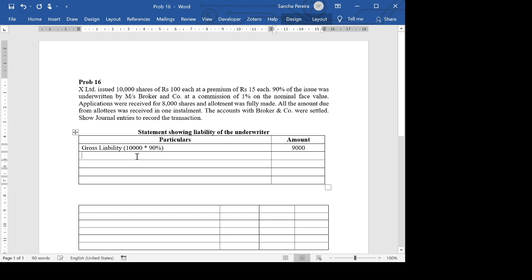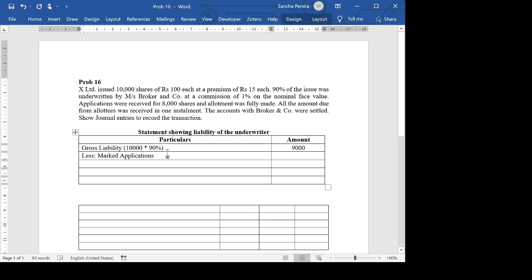Now, the problem here is less marked applications. We don't know what the marked applications are. We know the total applications that have been received from the public. That is 8,000 shares. Okay, 10,000 shares were issued. 9,000 is the responsibility of the underwriter. 1,000 is the responsibility of the company. Out of the 10,000, 8,000 shares have been subscribed from the public. But we don't know how many are the marked applications, and we need to minus the marked applications to get the net liability of the underwriter.